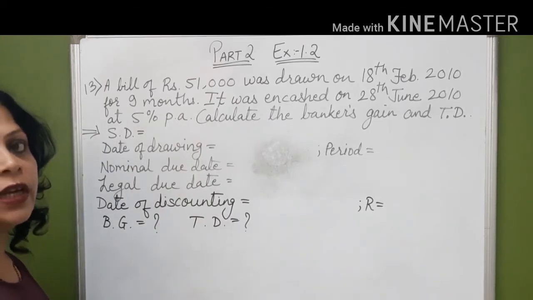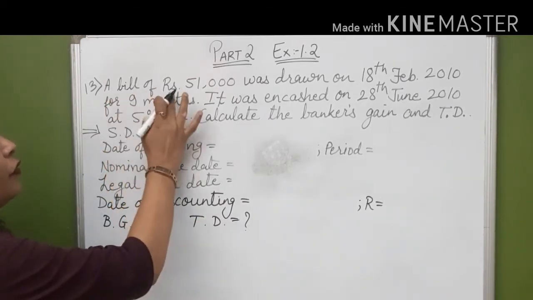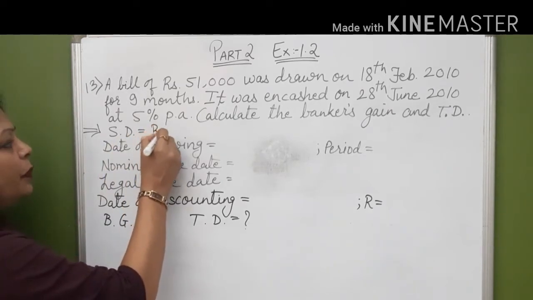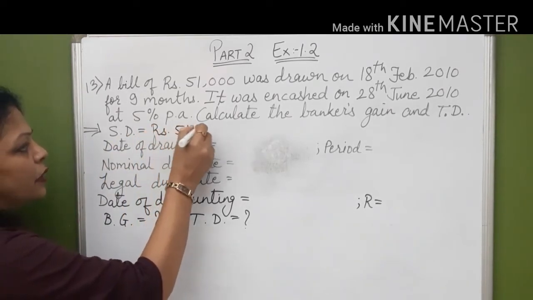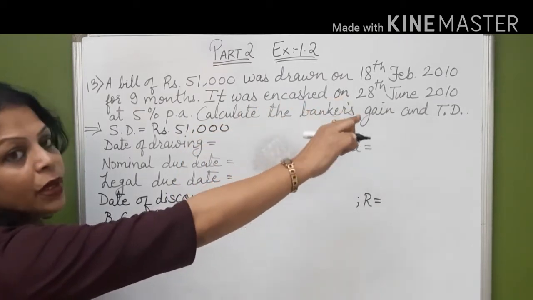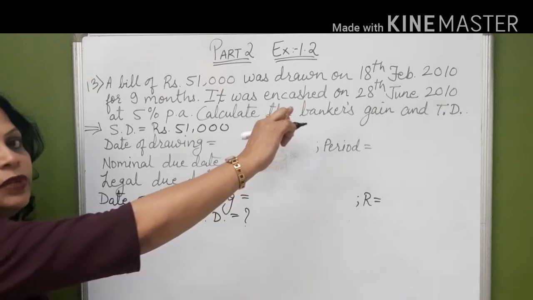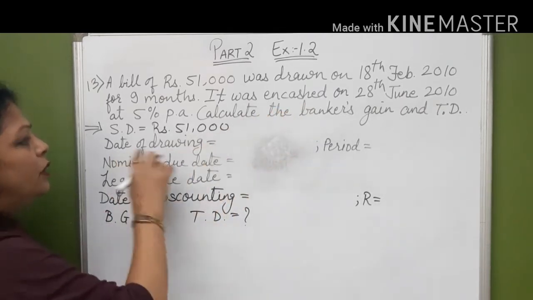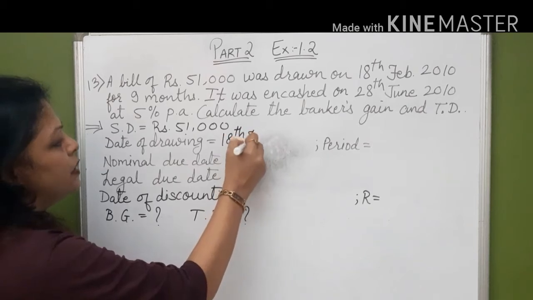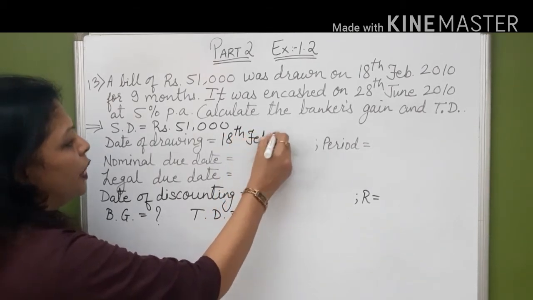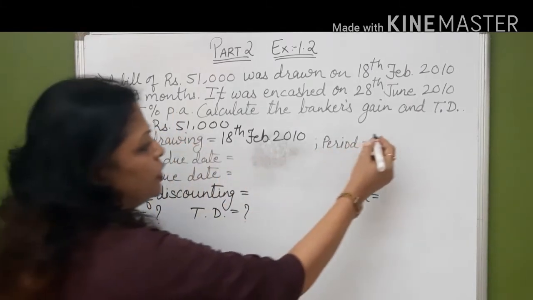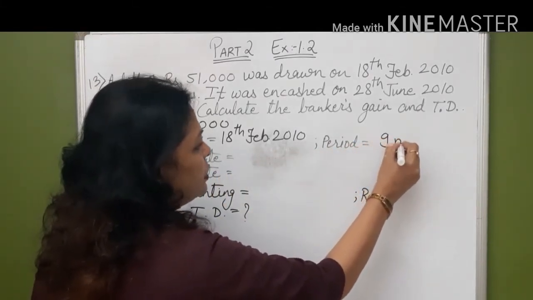Now let us first write what is given. A bill of rupees 51,000. That means the sum due is rupees 51,000. Was drawn on 18 February 2010. That means this is which date? Date of drawing. So we write here date of drawing is 18 February 2010 for 9 months. So period is 9 months.